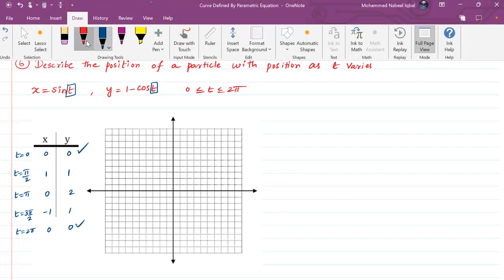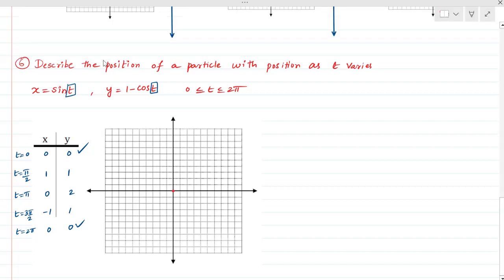Now when you draw the graph of this one, what happened? This is 0 comma 0. The first value will be here. Where is 1 comma 1? It will be here. Then 0 comma 2 will be here. Then it is minus 1 comma 0 and again it goes to the starting point. If you see, the graph is a circle with the center at 0 comma 1.